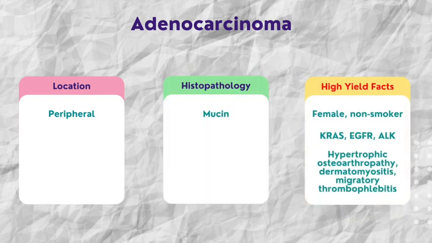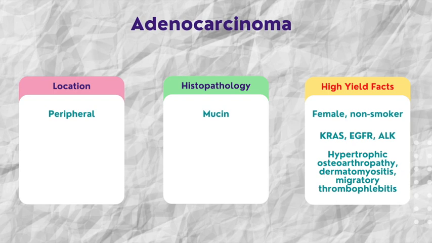And an extremely high-yield point to note is the markers associated with adenocarcinoma. So when you think about KRAS, EGFR, and ALK, just think adenocarcinoma. Another extremely high-yield thing to know is the clinical signs of patients that have this.